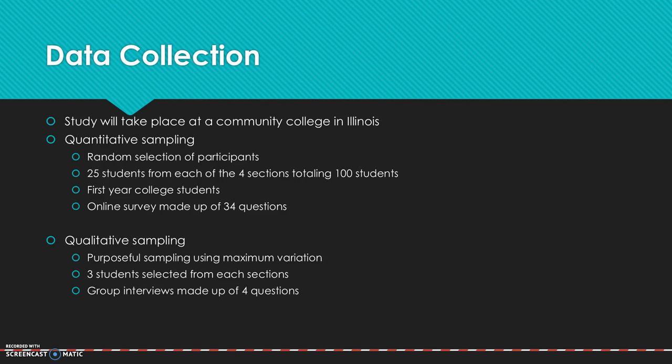The data collection itself is going to take place in a community college in Illinois, where 4 sections are going to be randomly selected with 25 students from each section, totaling 100. All the students are going to be first-year students. An online survey made up of 34 questions is going to be put together and sent for them to complete.